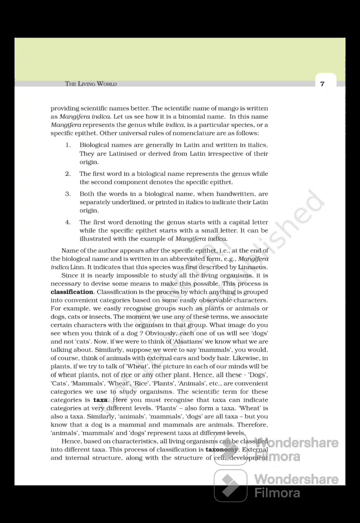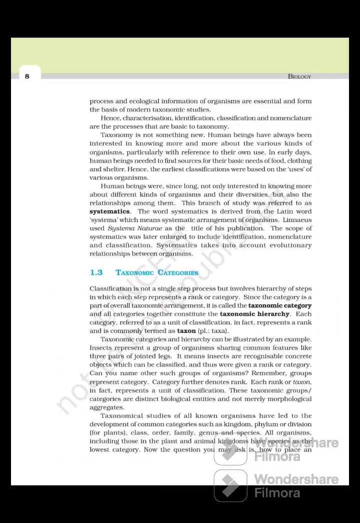But you know that a dog is a mammal and mammals are animals. Therefore, animals, mammals, and dogs represent taxa at different levels. Hence, based on characteristics, all living organisms can be classified into different taxa. This process of classification is taxonomy. External and internal structure, along with the structure of cell, development process, and ecological information of organisms, are essential and form the basis of modern taxonomic studies.